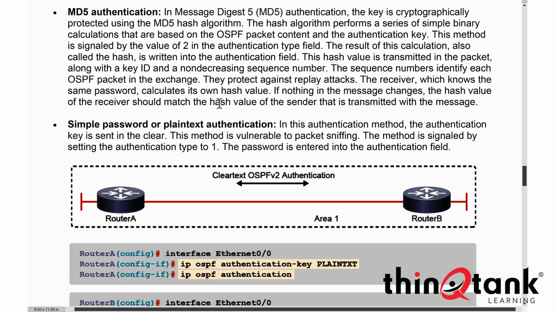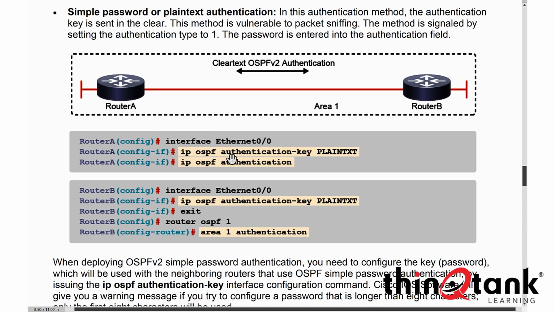So the receiver knows the password because that password has been configured on the receiver. It's going to use that password to calculate its own hash value. And if nothing has been modified in the message, two things are happening. Number one, we're verifying the integrity of the message. And number two, we're verifying the authenticity of the sender, right? Not individually, right? Because we're sharing keys, but I suppose you could technically identify the sender individually if you're using different authentication keys between different peers.